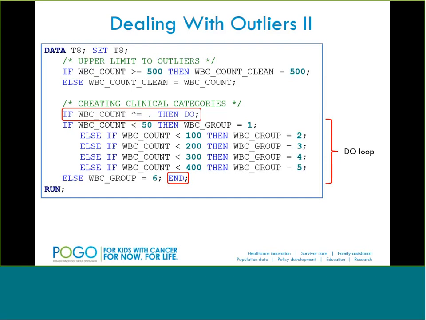If we don't have that first statement in the do loop, so if we don't have if white blood cell count is not missing, then SAS will treat all those 484 entries with a missing white blood cell count and put them in the less than 50 category and misclassify them. And that's because SAS treats a missing number or a missing variable as the lowest possible number. So we will misclassify them and put them in that group 1.